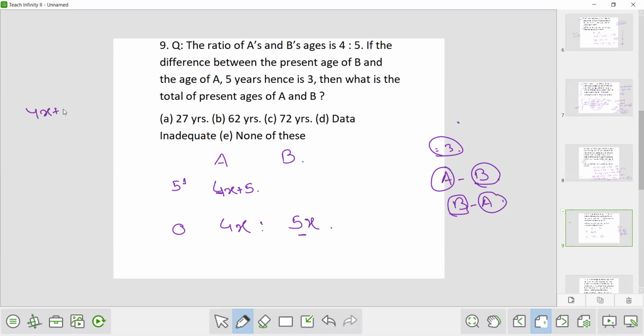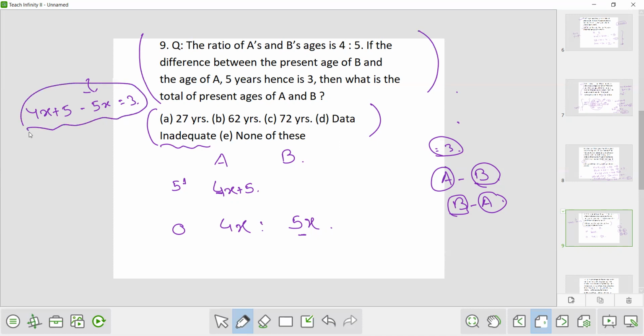Means 4x plus 5 minus 5x is equivalent to 3. But here, just see the options. In none of the options is it given as A or C, either B or C, since we will get two answers. But here only one answer is given and the fourth option is data inadequate. So by considering this much data, you can't find the exact answer. So you don't need to calculate all those things. By looking at this, you can say that the answer will be data inadequate, because you will get two answers over here. Okay, I will explain how.